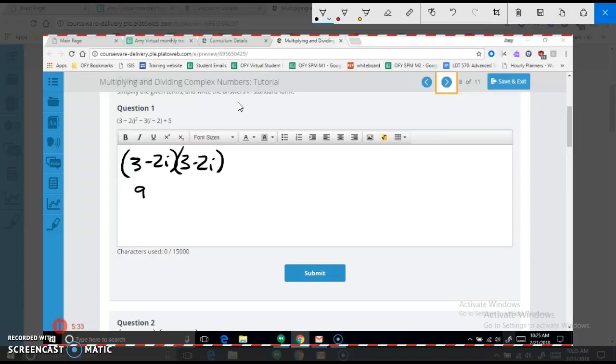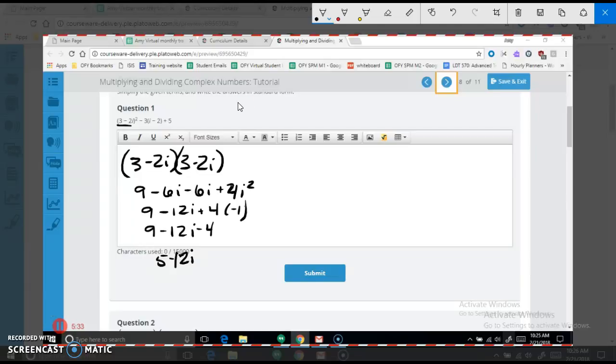3 times 3 is 9. 3 times negative 2i is negative 6i. Negative 2i times 3 is negative 6i again. Negative 2i times negative 2i is positive 4i². And so now we do 9 minus 12i after combining these, plus 4 times, remember i² is negative 1. So now we have 9 minus 12i minus 4. 9 minus 4 is 5 minus 12i. So that's that first section right here.